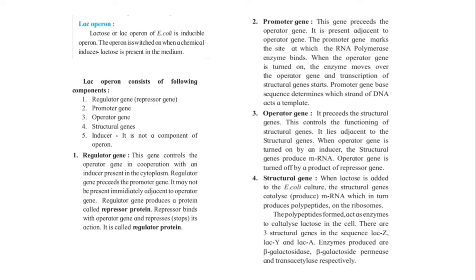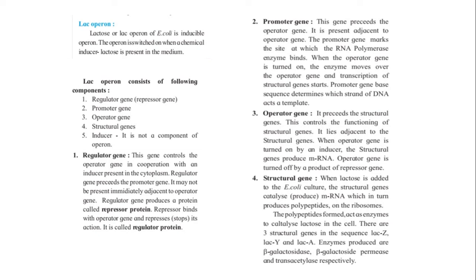Number 3, operator gene. It precedes the structural genes. This controls the functioning of the structural genes. It lies adjacent to the structural genes. When the operator gene is turned on by an inducer, the structural genes produce messenger RNA. The operator gene is turned off by a product of the regulator gene, the repressor.